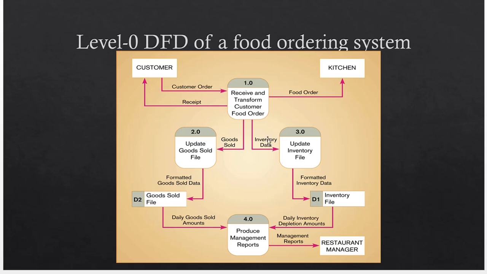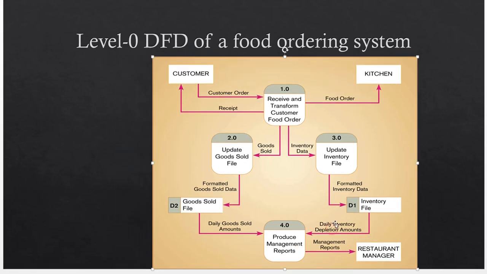The same goes for after this food order information has been produced. The inventory data for the restaurant is also updated using the update inventory file process. And then the inventory file is updated, and the two are then used to produce management reports. The goods sold file supplies the daily goods sold amounts, and the inventory file supplies the daily inventory depletion amounts, and these produce management reports which are sent to the restaurant manager.